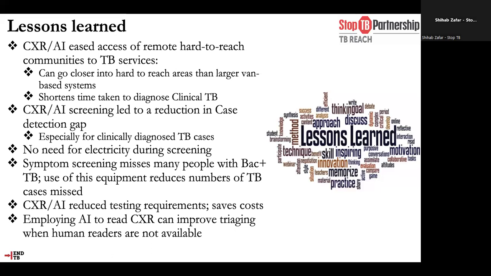The chest X-ray AI screening led to a reduction in case detection gap. If you look at the profile of case detection in the states that we implemented, you can see clearly how TB case detection has improved, especially the clinically diagnosed TB cases. And there's no need for electricity during screening because we have battery backup. And then the symptom screening misses many people with bacteriologically positive TB. So the use of this equipment reduces the number of TB cases that are missed. And also chest X-ray and AI reduce testing requirements. It saves cost. And employing AI to read chest X-ray can improve the triaging when human readers are not available.